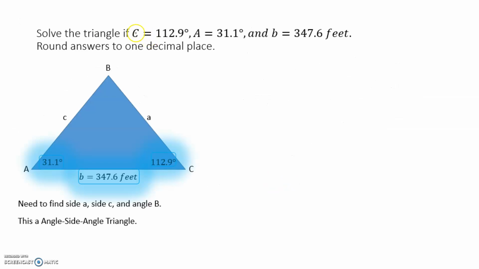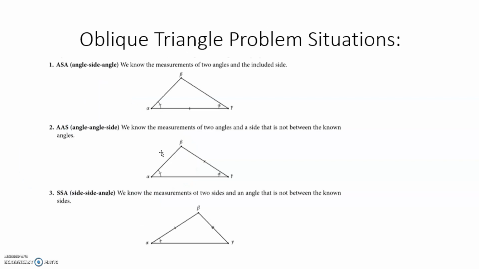Okay, so if angle C is 112.9, angle A is 31.1, and side B is 347.6 feet. Okay, so if I label my triangle ABC, I will label it according to what they gave me. So what I have here is an angle, side, and then an angle case. So I'm actually looking at this one right here. Angle, side, angle case.